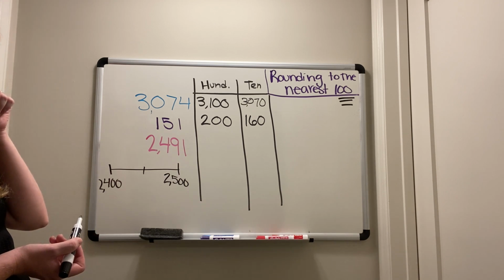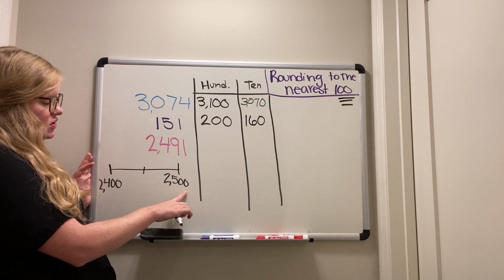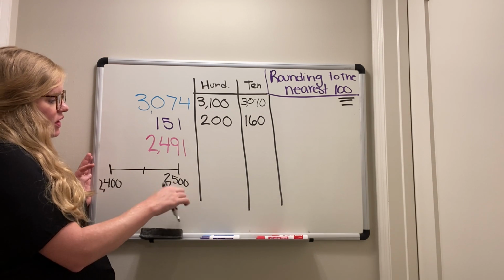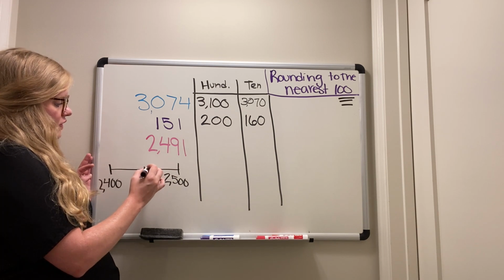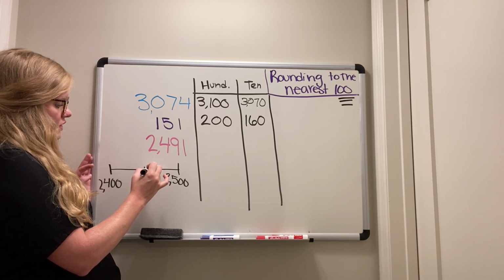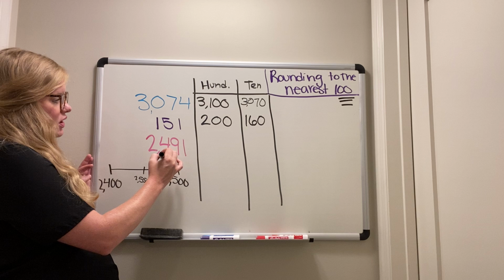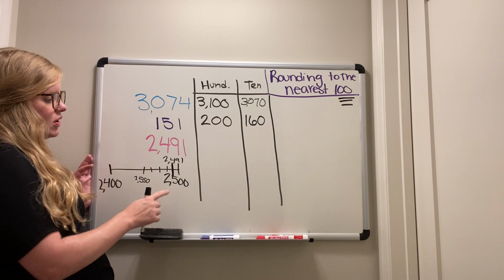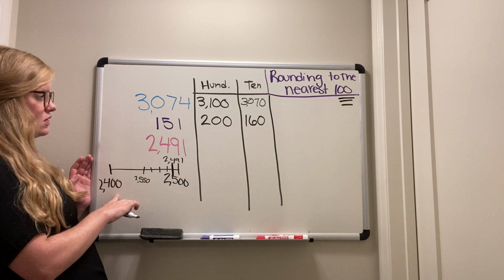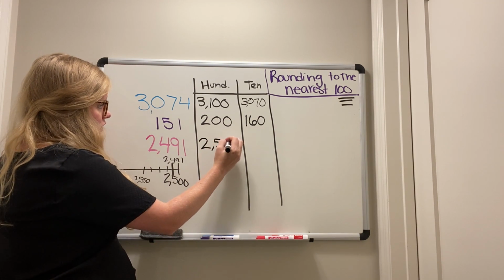Excuse me. 2,491. If this is 2,000, this is 2,500. And this is 2,450, 2,460, 70, 80, 90, 2,500. So 2,491 would be about right here. So are we closer to 2,500 or 2,400? Good. 2,500. Okay.